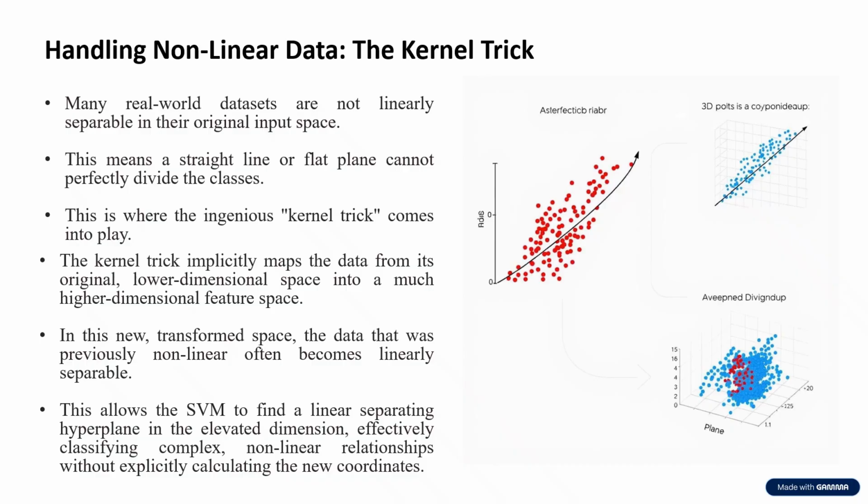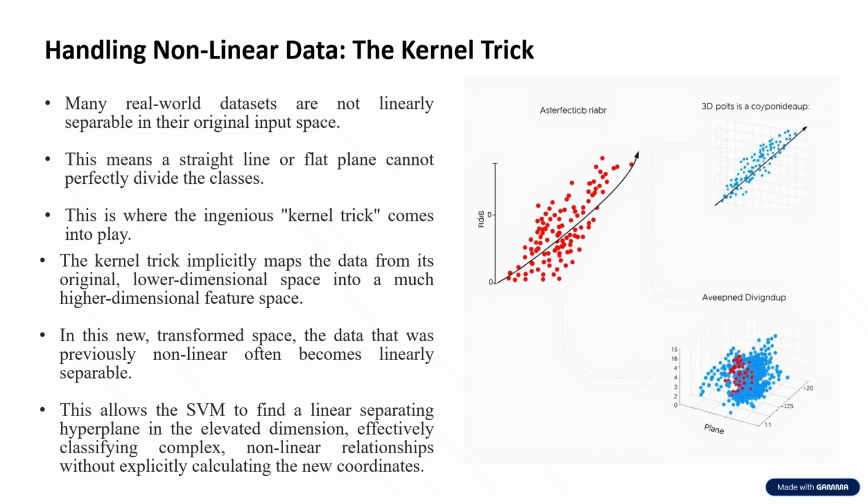So what we are going to do here is apply a kernel trick. The kernel trick implicitly maps the data from its original lower dimensional space into a much higher dimension. So it converts the lower dimensional space into a higher dimensional space. That is called the kernel trick.